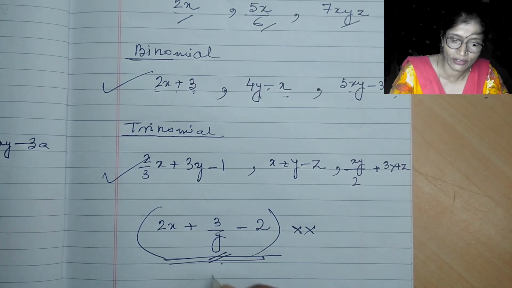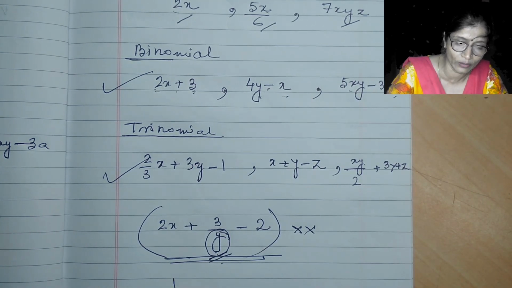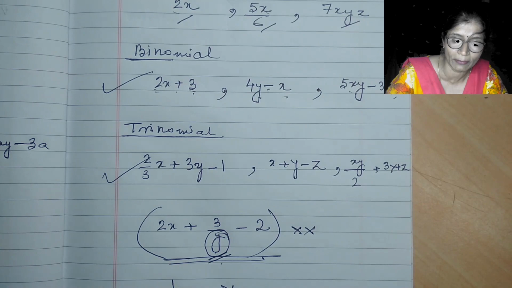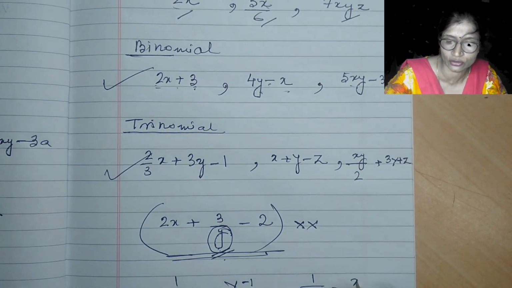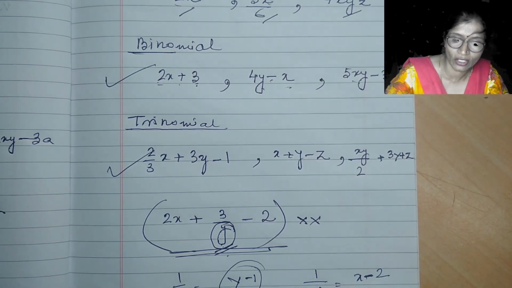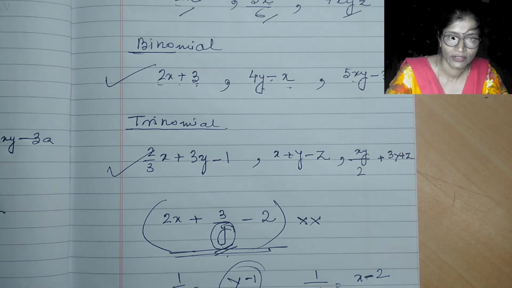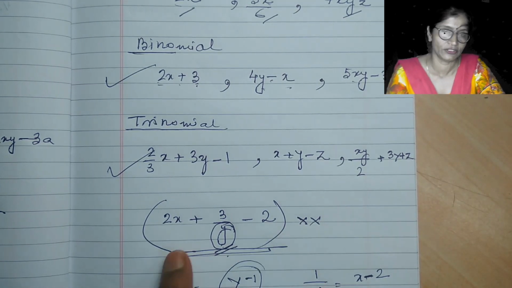It means whenever something is in the denominator, suppose I write 1 by y, it means y to the power minus 1. When I write 1 by x square, that is equal to x to the power minus 2. It means the variables will not be with negative powers. If they are with negative powers, then that expression is not a polynomial.